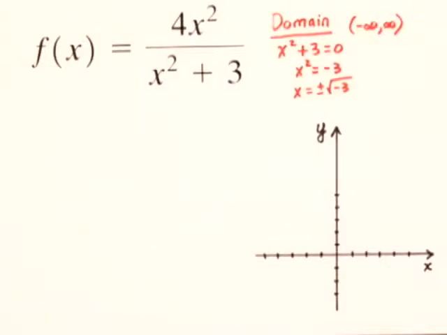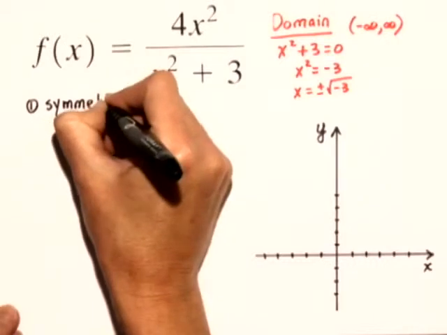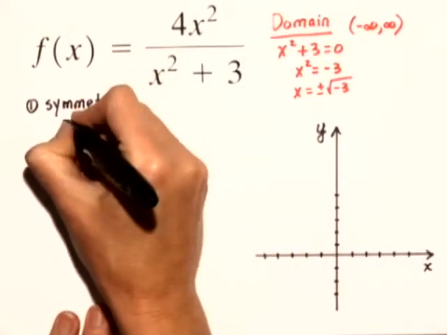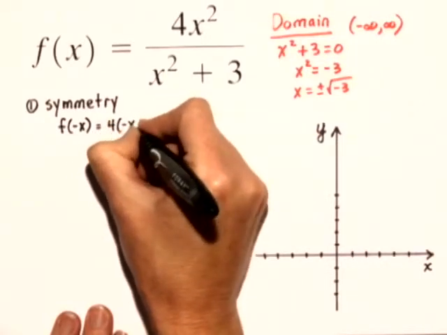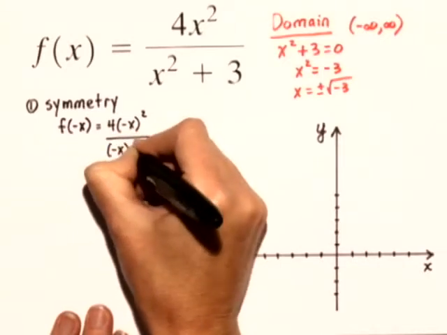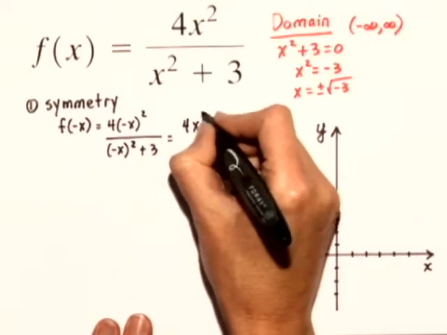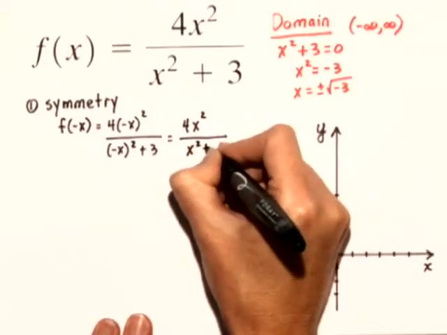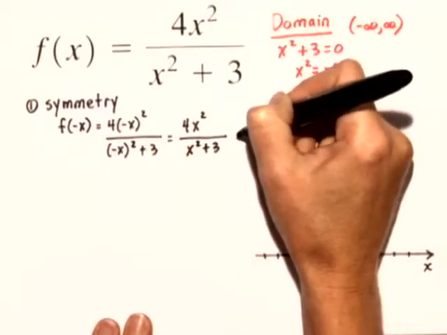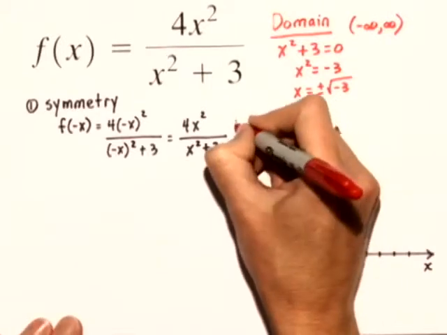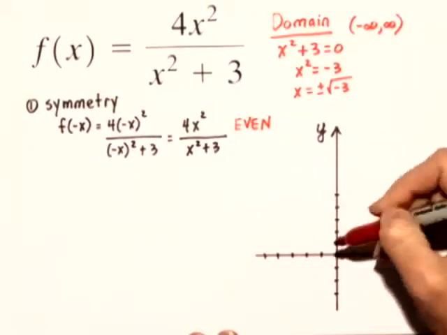Now let's move on to step 1 in order to help us graph this function. In step 1, we always want to check to see if we have any symmetry to help us with the graph. In order to check for symmetry, we really need to look at f of negative x and compare it to f of x. Well, f of negative x is 4 times negative x quantity squared over negative x quantity squared plus 3. Well, let's simplify. The numerator just becomes 4x squared, and the denominator becomes x squared plus 3. Notice this is exactly the same as our original given function. So when f of negative x is equal to f of x, we can say that the function is even. This will help us in our graphing because all even functions are symmetric with respect to the y-axis.